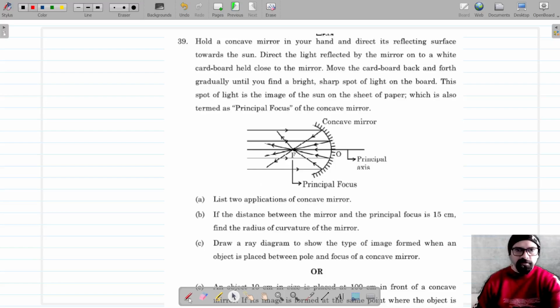Okay, this is question number 39. It's given that we hold a concave mirror in our hand and direct its reflecting surface towards the sun.